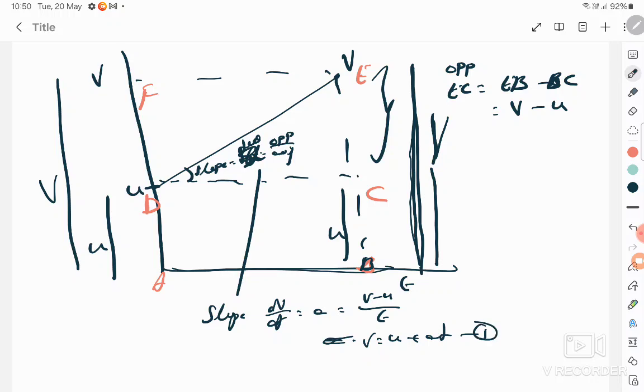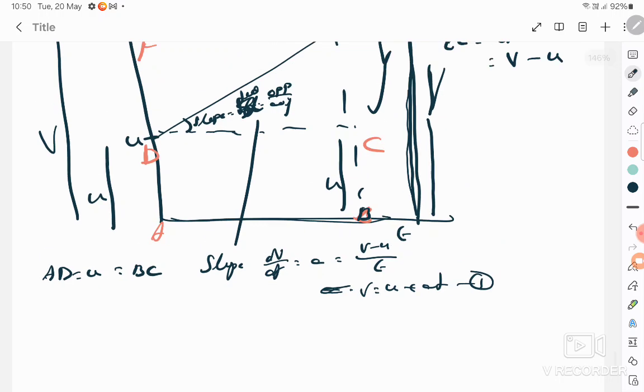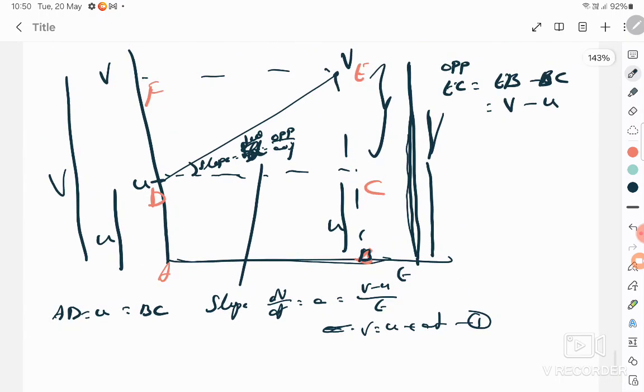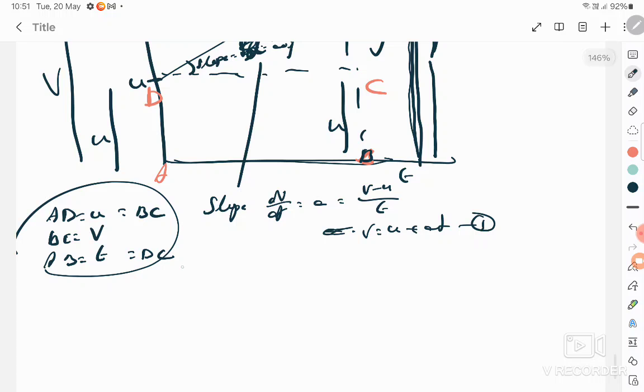You got your first equation using the graphical method. So don't forget to write what is AD. AD is equal to u is equal to BC. What is BE? BE is equal to v. What is AB? AB is time period t, which is also equal to DC. Write these statements and straight away write the slope. This is the first equation of motion.